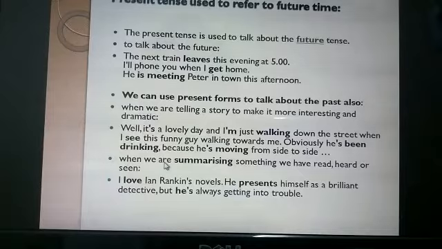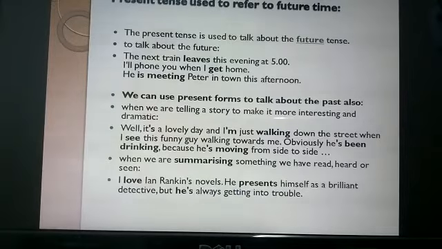And another situation, when we are summarizing something that we have read, heard or seen, like I love Ian Rankin's novel. He presents himself as a brilliant detective, but he is always getting into trouble. So now we are telling about his experiences that he has been going through in the past. Even then we are using present tense.